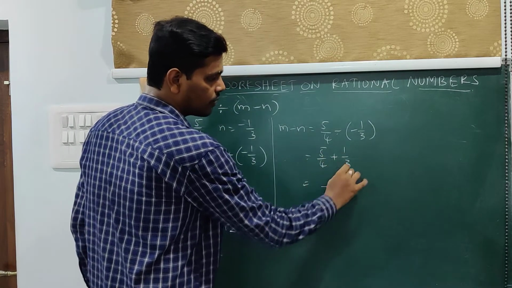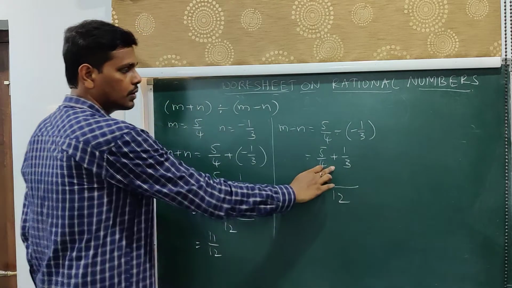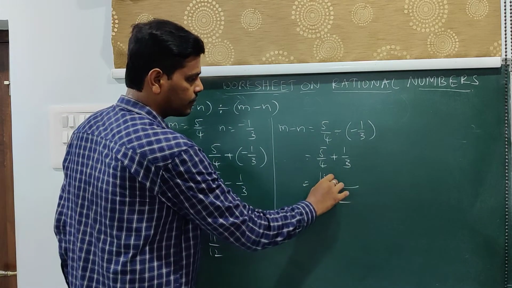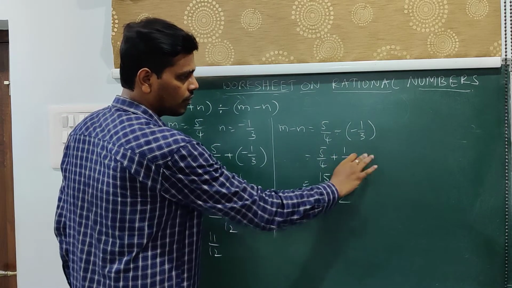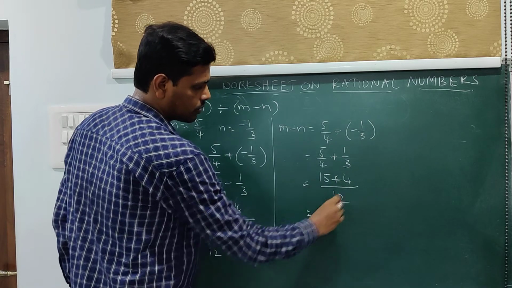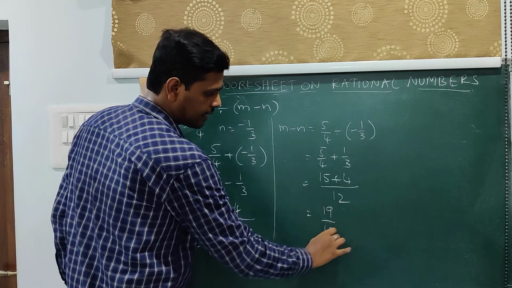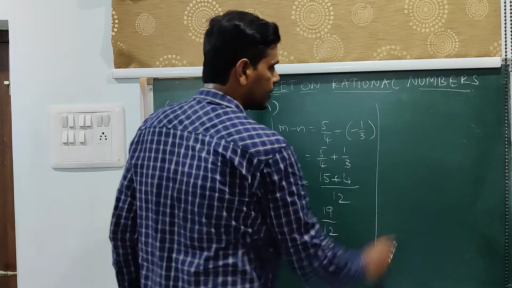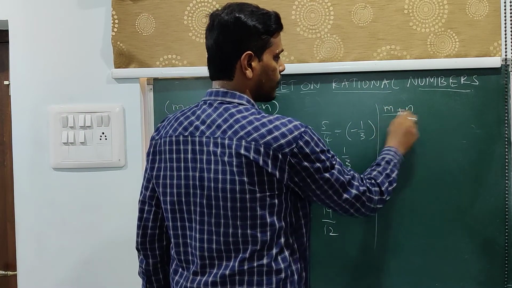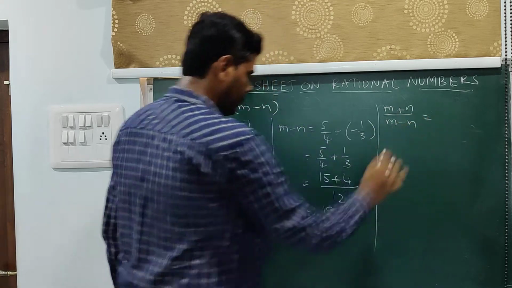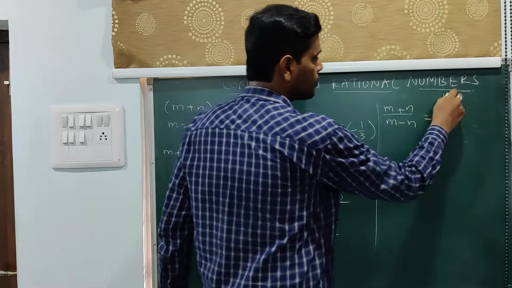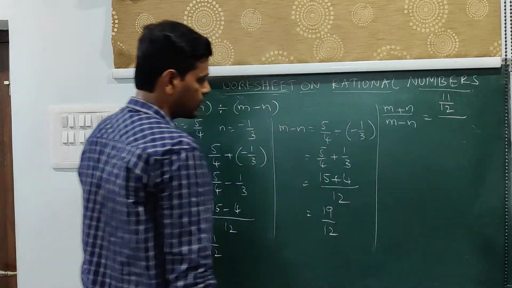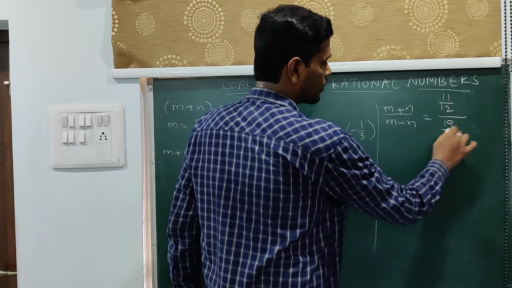So LCM of 4 and 3 is 12. 4 3s are 12, 5 3s are 15, 3 4s are 12, 1 4s are 4. So this is 15 plus 4 is 19, 19 by 12. So we have m plus n, we have m minus n. So we divide m plus n by m minus n. m plus n is 11 by 12. m minus n is 19 by 12.